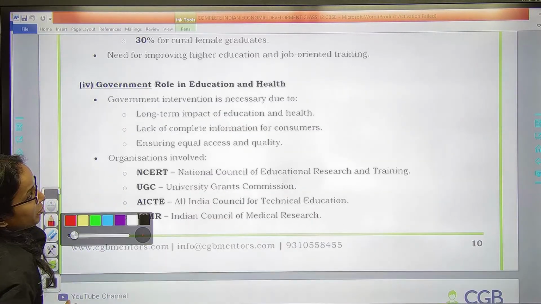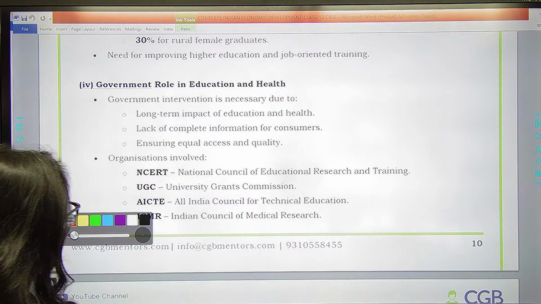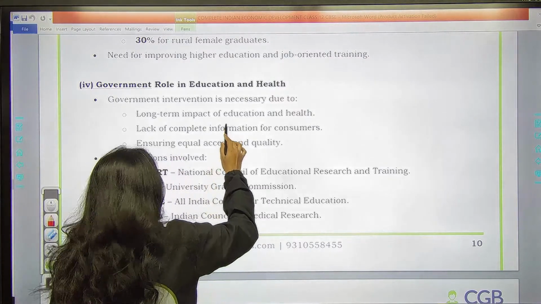Then the government's role in education and health. What has been the government's role in overall education and health, and how has the government improved this situation? Government intervention has been necessary because the government's motive is public welfare. Government can invest long term in education and health.